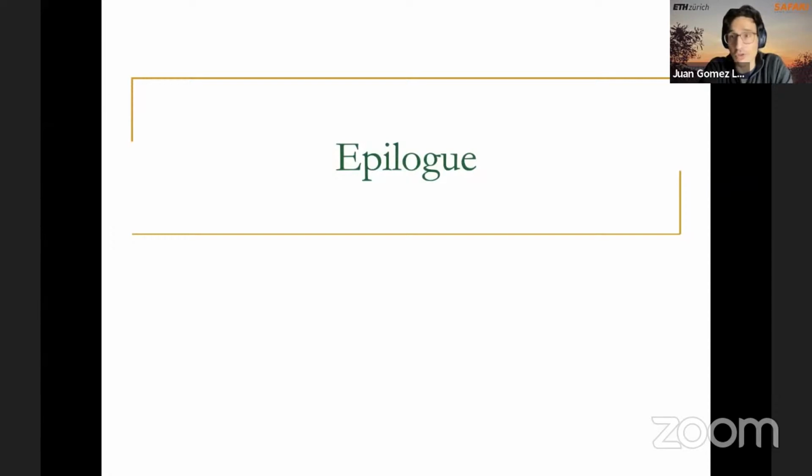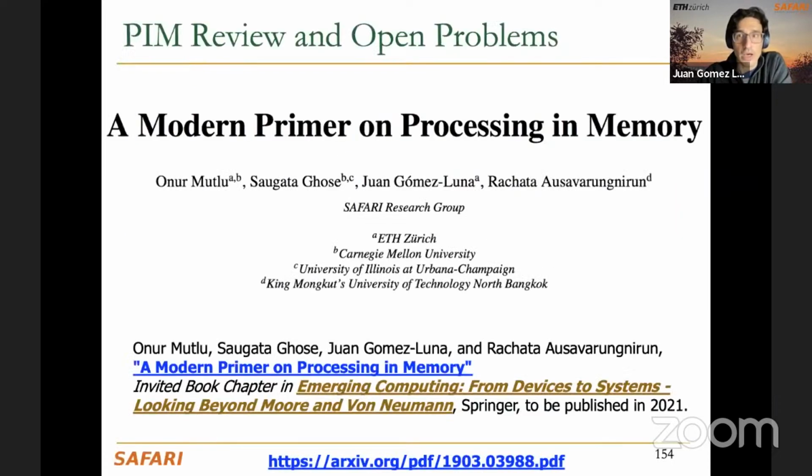I'm pretty sure that in 1 year, in 2 years, we will see processing in memory capabilities in many more systems, from servers to mobile devices, and this definitely is going to change the way we compute and the way that we think about computation, and we plan for computation as well.